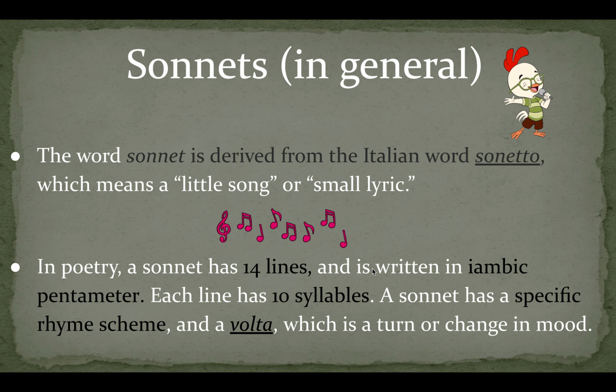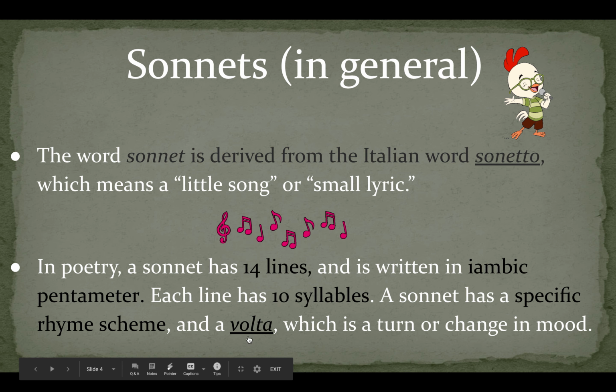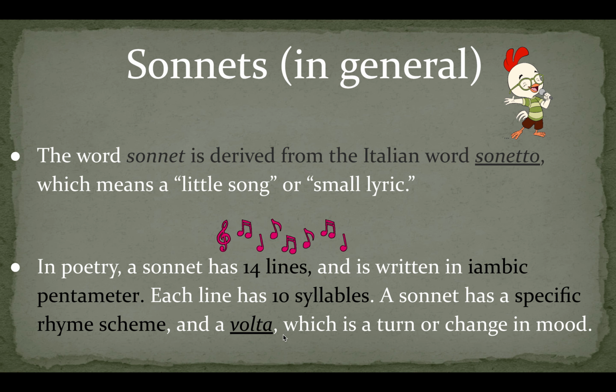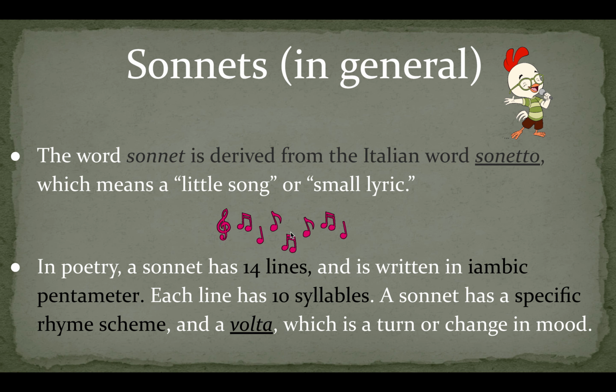She loves sonnets. A sonnet has a specific rhyme scheme. Oh, I did that too quickly, so we're going to go back here. Specific rhyme scheme and a volta. A volta is a turn or change in mood or emotion. So think of a volta as a shift or a change. So once again, specific rhyme scheme, a volta, written in iambic pentameter, and it has 14 lines. So those are some of the basics of sonnets in general.